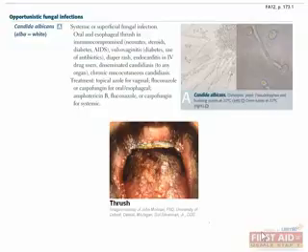On KOH prep, you will see pseudohyphae and budding yeast, which grow at 20 degrees Celsius. When Candida is grown in animal serum at 37 degrees Celsius, you will see germ tubes, which are shown here. These germ tubes are diagnostic for Candida albicans.